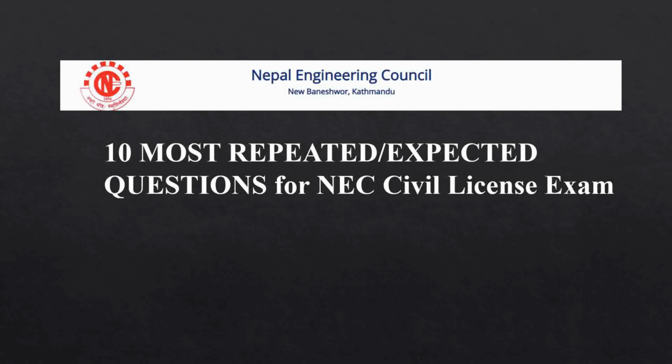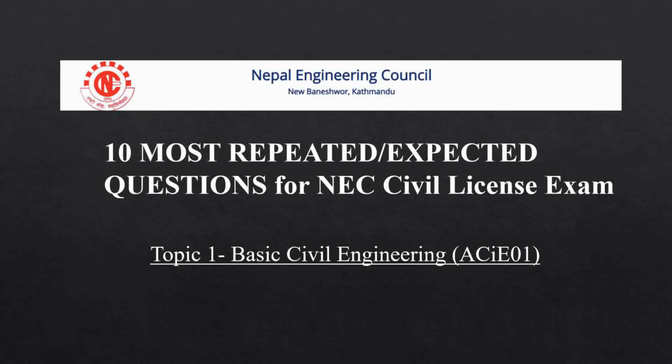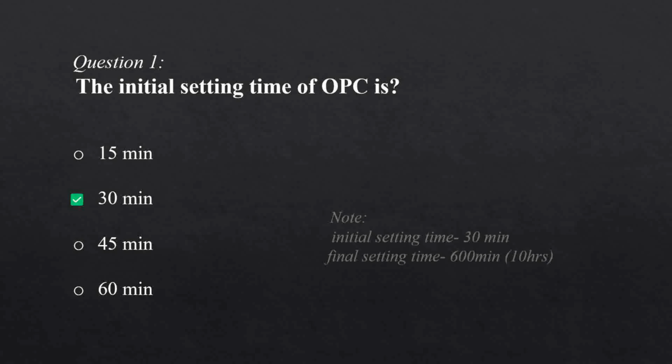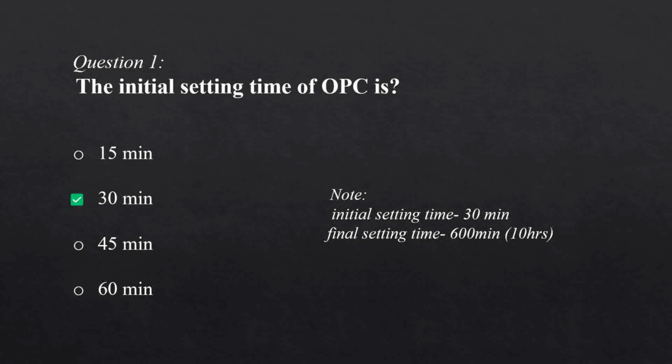In this video, we will solve 10 of the most repeated and expected questions from the topic Basic Civil Engineering. Okay, let's get started. First question, the initial setting time of OPC is? The answer is 30 minutes. Similarly, the initial setting time of OPC cement is 30 minutes, whereas the final setting time is 600 minutes.